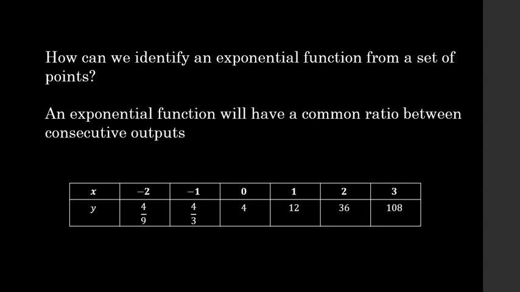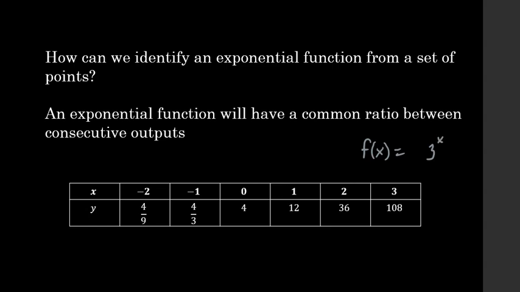Whatever that common ratio is, in this case 3, that is going to be your b value. That is going to be the base of your exponential function. So in this case, it's going to be something involving a 3 to the x.